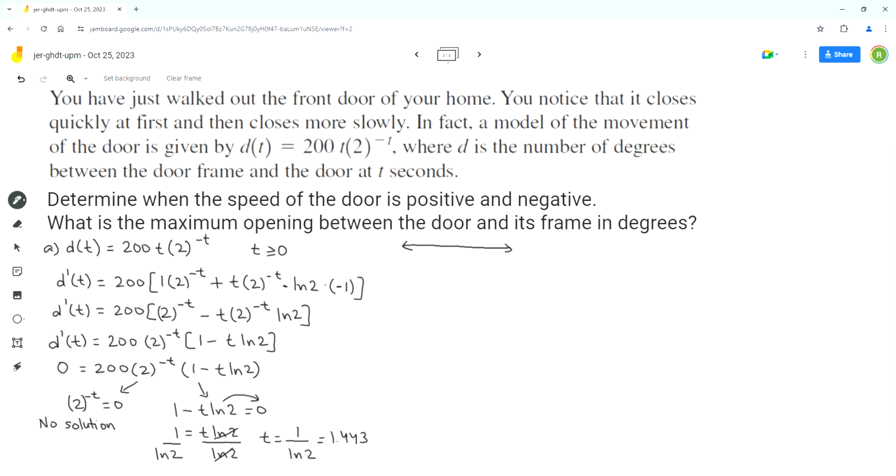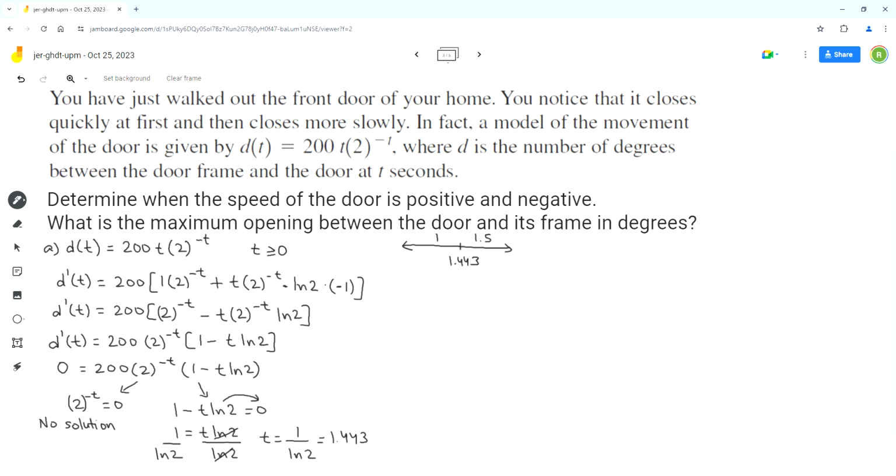So we can use the critical number. This critical number divides the t-axis into two parts. So we have to see whether the derivative is positive or negative on the left and the right side of this critical number. So we have to use test values. On the left side, we can use the test value 1, and on the right side, we can use the test value 1.5.